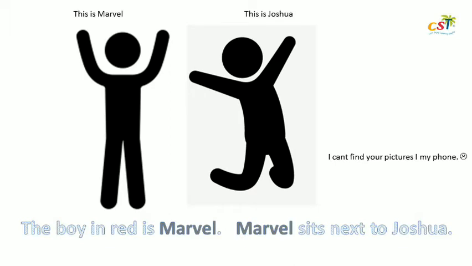Now we've got Joshua and Marvel. I'm sorry, I can't find your pictures in my phone, so I use these icons. The boy in red is Marvel. And the next sentence, Marvel sits next to Joshua. We've got the same Marvels here, so that's redundant, atau berlebihan. So we take away one Marvel and we change using who. So they become: the boy in red is Marvel who sits next to Joshua. See, two sentences become one using relative pronouns.